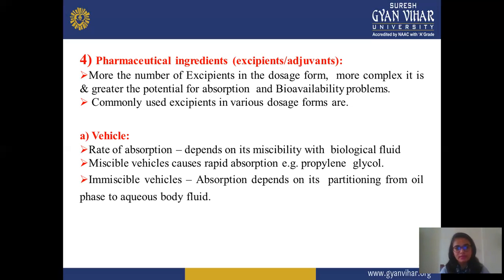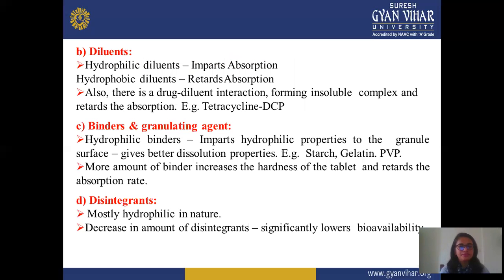Next is the immiscible vehicle. In an immiscible vehicle, absorption depends on its partition from the oil phase to the aqueous body fluid. This immiscible vehicle is mainly selected for formulations with a certain partition coefficient, and for oil soluble or water soluble nature of formulation, according to the type of formulation or route of administration. Besides this, the vehicle may be single or in a combination. It is not necessary that only a single vehicle is present in a formulation. There may be more than one type of vehicle in a particular formulation.